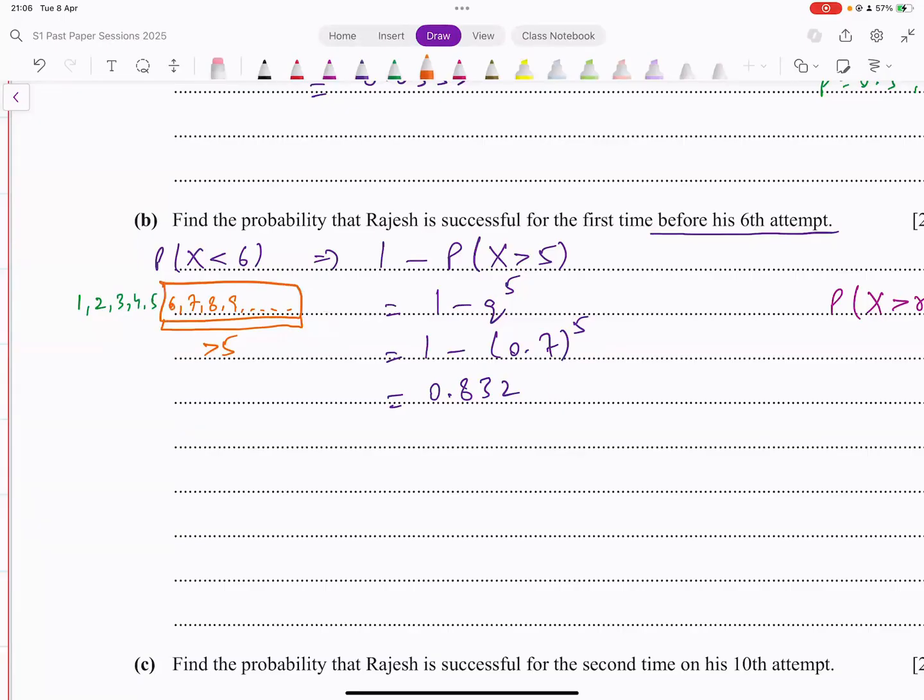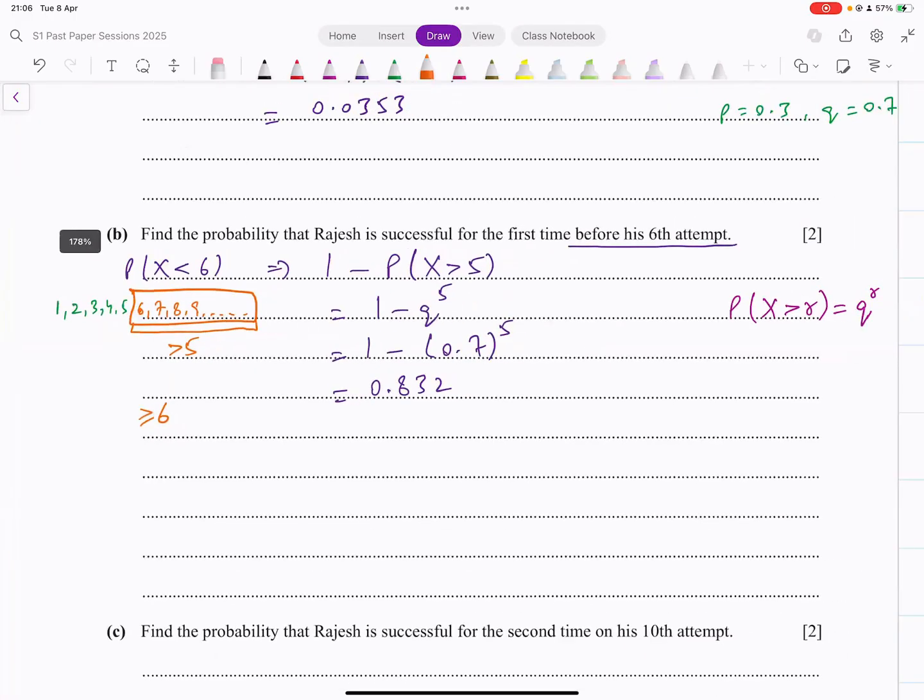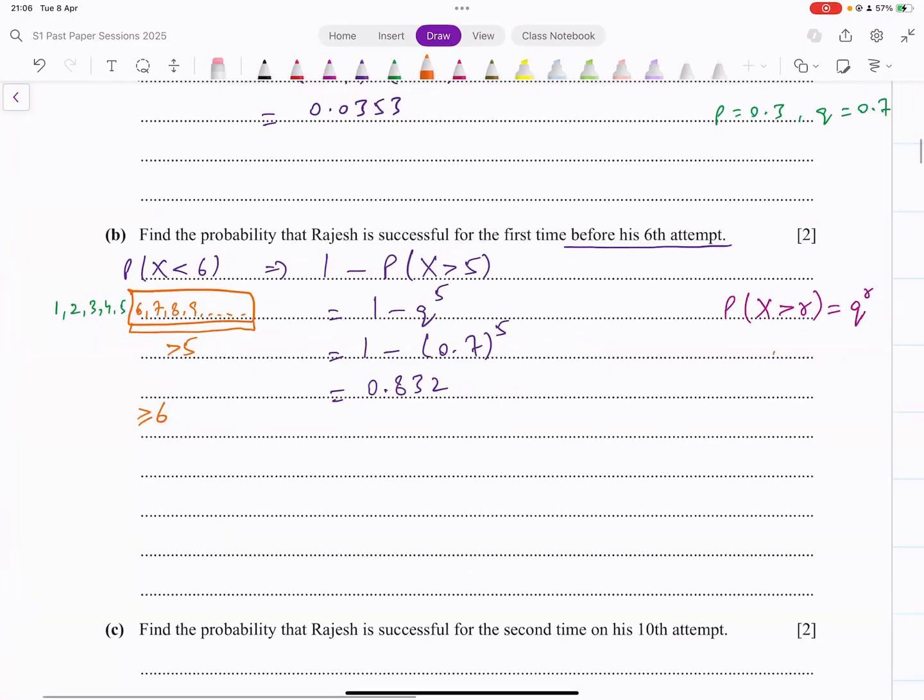We could either say they are greater than or equal to 6, but the formula that we have is for greater than. In greater than form, we can say numbers from 6 onward, they are greater than 5, right? So it should be x greater than 5. That's what we subtract from 1. Does that make sense? Yes, sir. Yeah, okay. All right, that was part B.